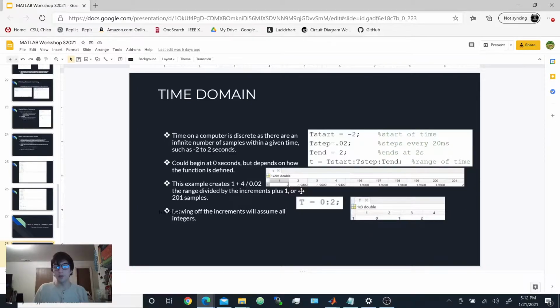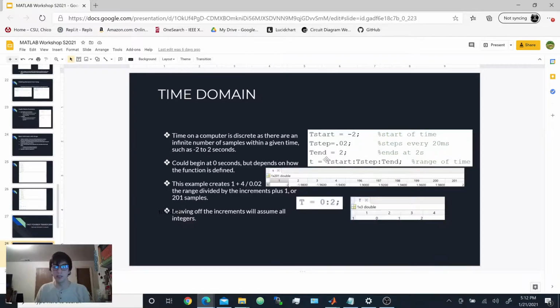In this case, we're running it from -2 to 2 seconds. We're going to say we have a step of 0.02. So if time starts at -2 and ends at 2, then it's stepping at 0.02 every time it goes to a new sample. And it'll have 201 samples.